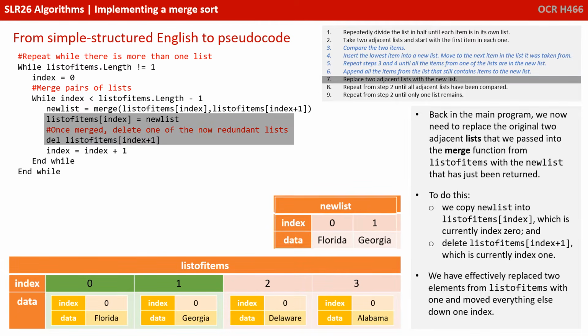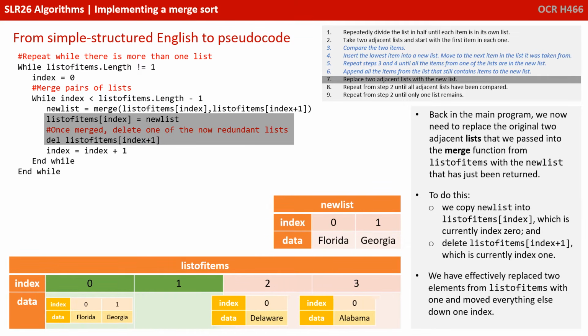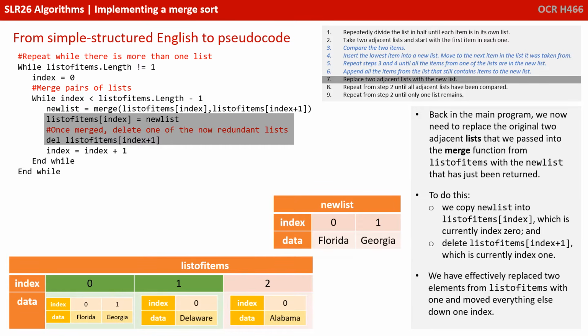So back in the main program, we now need to replace the original two adjacent lists that we passed into the merge function from list of items with the new list that's just been returned. To do this, we copy new list into list of items index, which is currently index 0, and we delete list of items index + 1, which is currently index 1. We've effectively replaced two elements from list of items with one and moved everything else down one index.